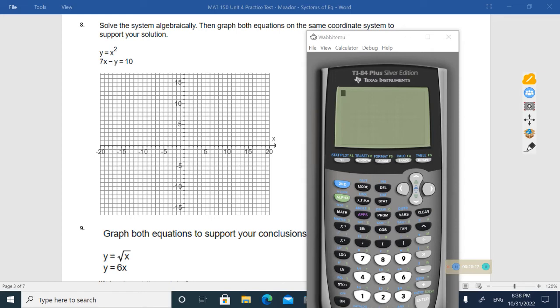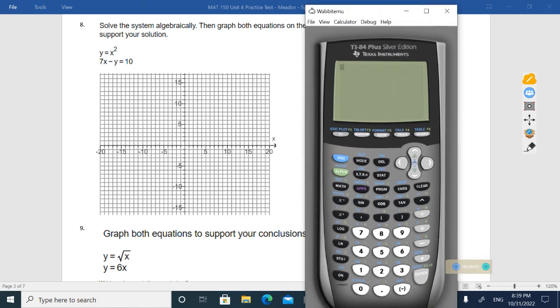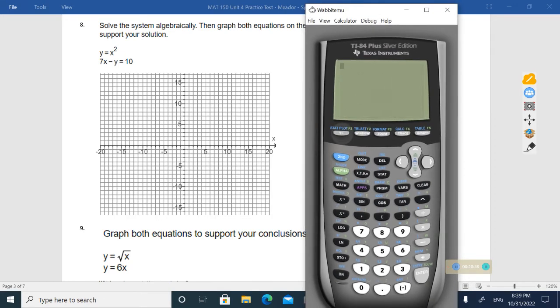All right, question number 8 says solve the system algebraically, then graph both equations on the same coordinate system to support your solution. Now there's a couple of ways we can do this one. I'm going to try to show you on the graphing calculator because I think it's the easiest. So on your graphing calculator, you're going to go to the y equals screen, and you're going to type in the first equation, x squared. And then we're going to go down here to the y2. Now, notice it has to be y equals to use this. So we have to solve the second equation for y.